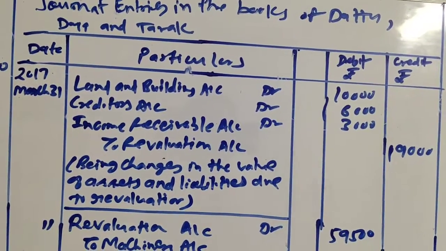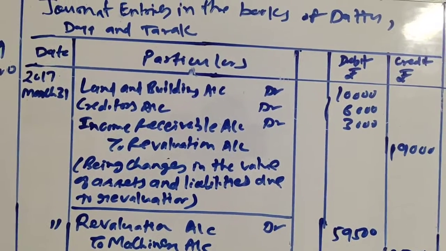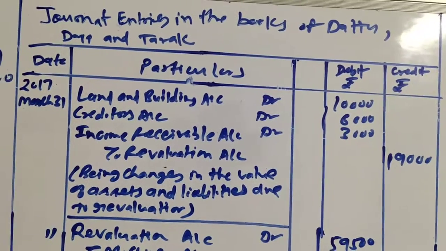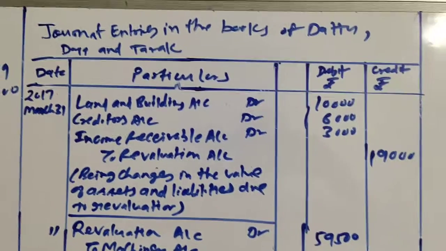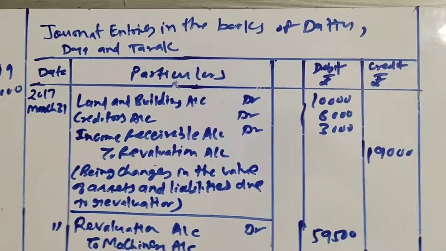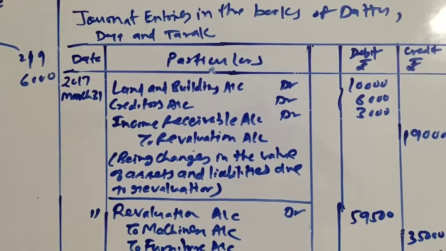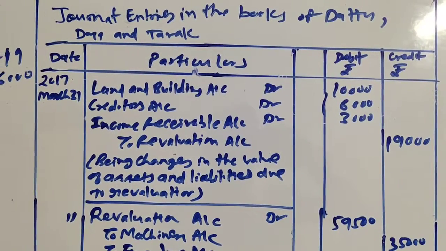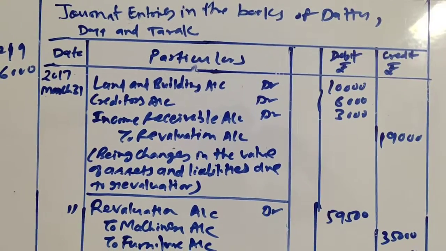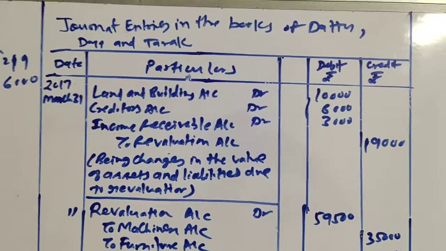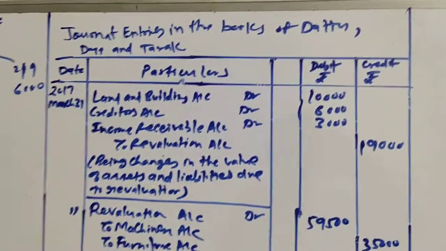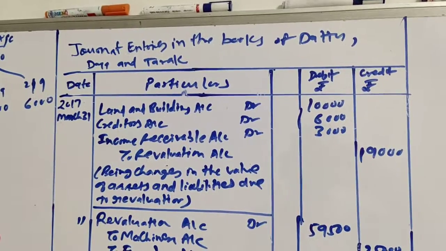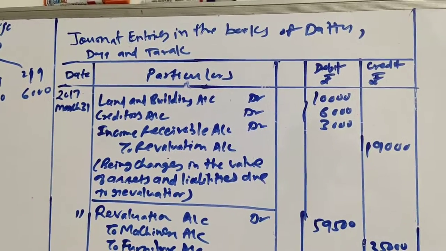Here the order of entry is not important, you just need to write all entries. Which entry you write first, it's not a matter. Second thing, if you want to write 3 different entries for this one, then also it is allowed. If you write land and building account debit to revaluation account 10,000, then second entry creditors account debit to revaluation account 6,000, third entry income receivable account debit 3,000 to revaluation account, that is also fine. That is accurate actually, that is more acceptable. Okay, but this is also enough in this particular sum: land and building account debit, creditors account debit, income receivable account debit to revaluation account.